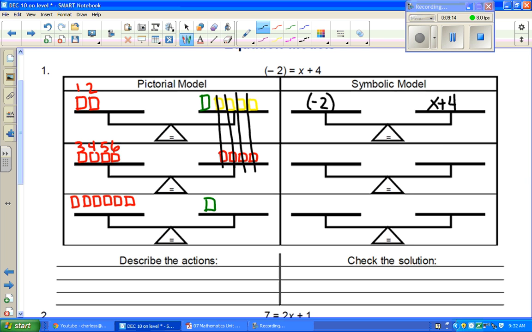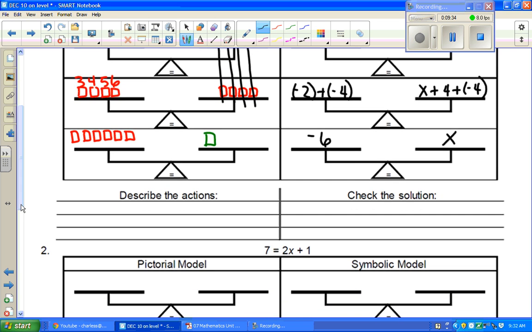Symbolic model, -2 equals x plus 4. We're going to subtract 4 from both sides. So we simplify again, we get -6 on the left and x on the right. Same thing we got on the pictorial model. So x does equal -6.